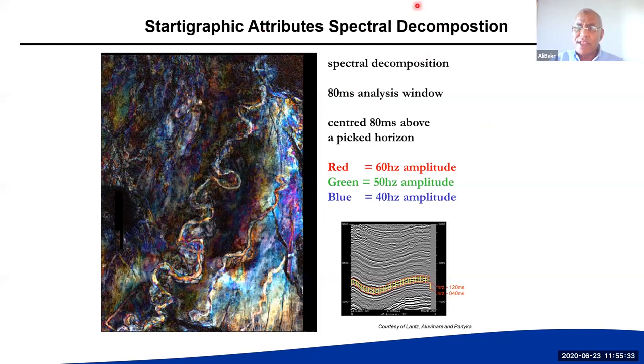Very fast, what does it mean, spectral decomposition? It means that I decompose the signal around my target in here into single frequencies. Say I have many frequencies in my target in here, which is from 5 hertz up to 60, 70, 80 hertz. So I decompose this interval into volumes of different single frequencies.